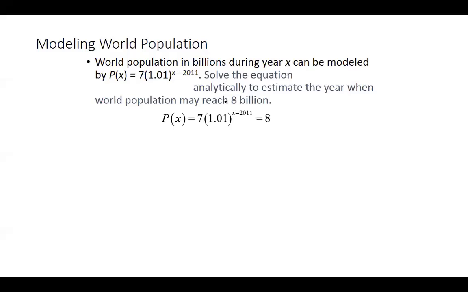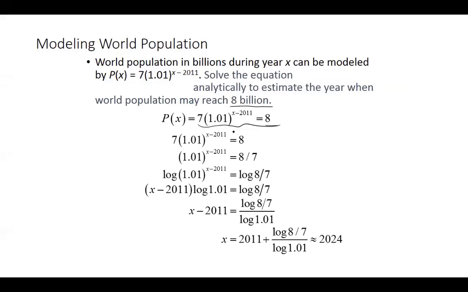World population in billions during year X can be modeled by this formula here. Solve the equation to estimate the year when world population may reach 8 billion. So in this instance, in terms of billions, I'm going to write this as 8. So we want P of X to be equal to 8 billion, or 8. This formula is in terms of billions. So basically, you're solving this equation for X.